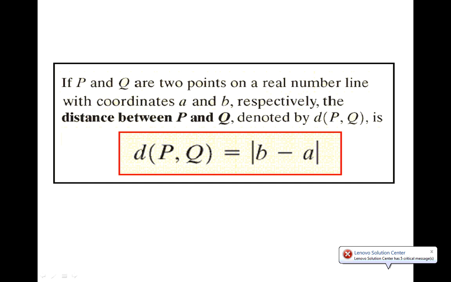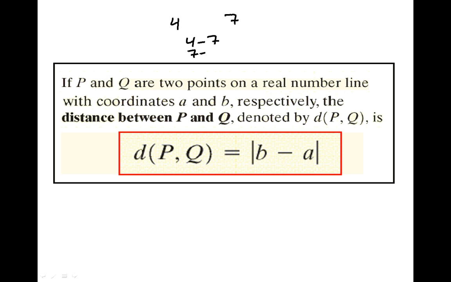All right, so if P and Q are 2 points on a real number line with coordinates A and B respectively, the distance between P and Q is denoted by D for distance, P comma Q. So we subtract the two numbers and take the absolute value. So what's the distance between 4 and 7? Well, we could go 4 minus 7, or we could go 7 minus 4. It really doesn't matter, because we're going to do the absolute value of it anyway. So the answer would be 3 no matter which way you do it.